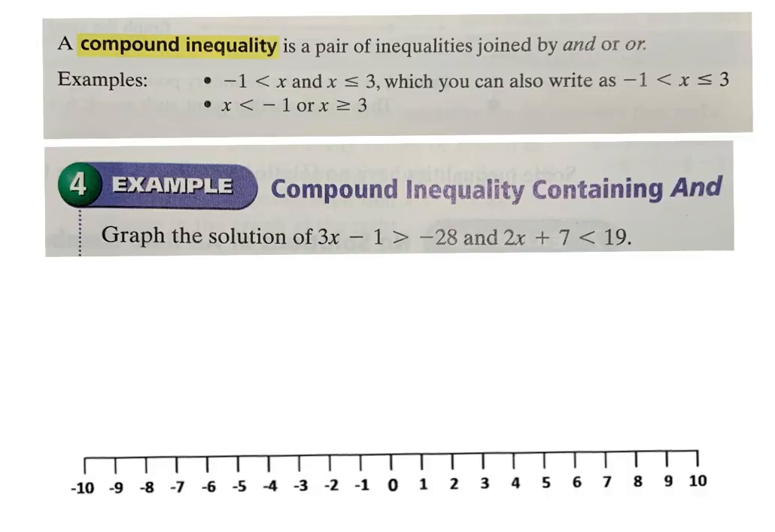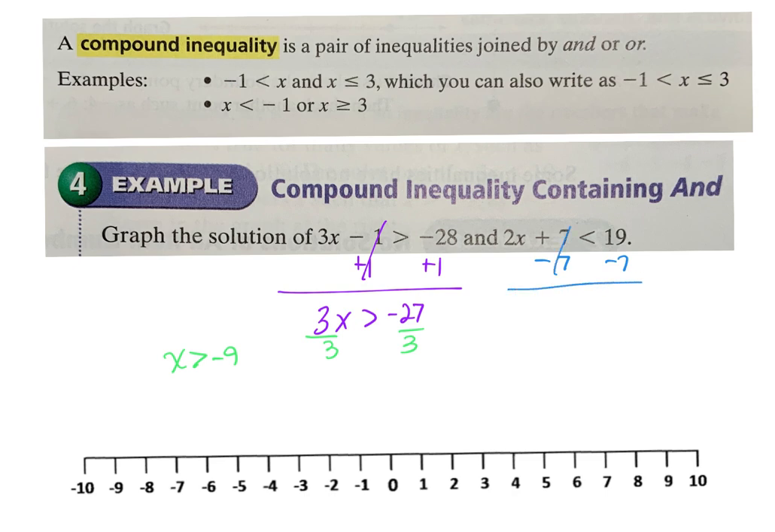All right, let's go over this one. Graph the solution. So for the first one, you would add your 1. You would have 3x is greater than negative 27. Divide by 3. X is greater than negative 9. On the right-hand side, you'd subtract your 7. You get 2x is less than 12. And then divide by 2. X is less than 6. So we have greater than negative 9, less than 6.